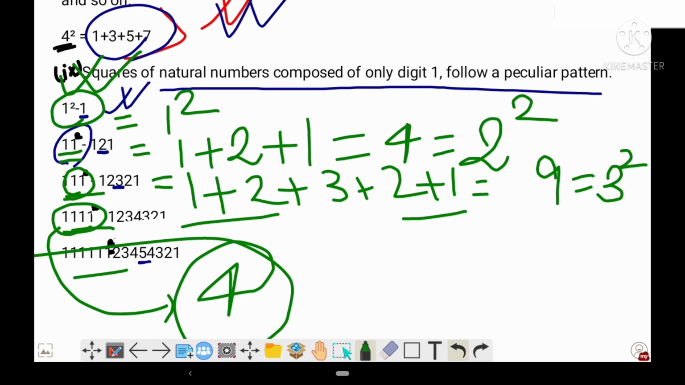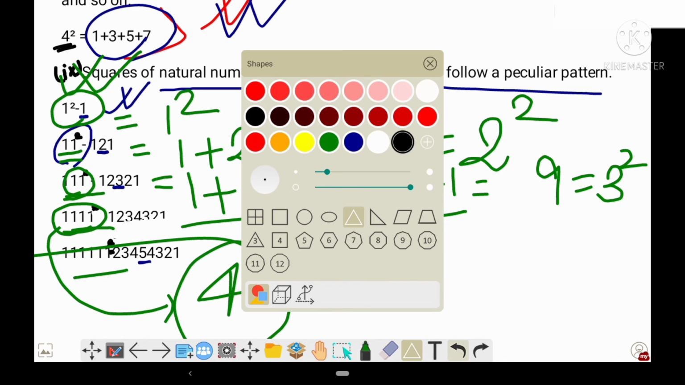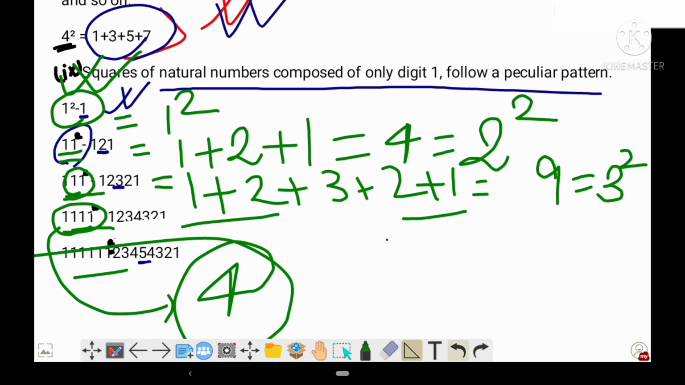What is the thing? I will draw here and just clear it out. Triangular numbers are given. So a triangular number is nothing. You see, this is a triangle, and a triangular number is what? Here one dot you see, here one dot you see, and here one dot you see. So this is 4 dots, and 3 is lying under the triangle. So 3 is a triangular number.